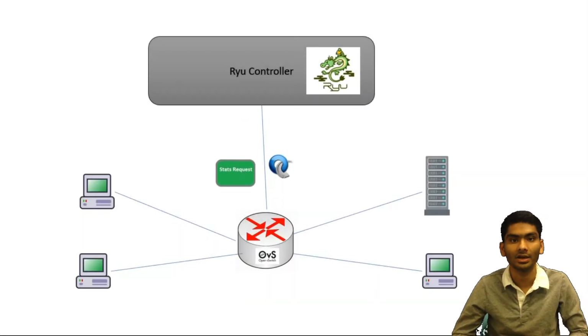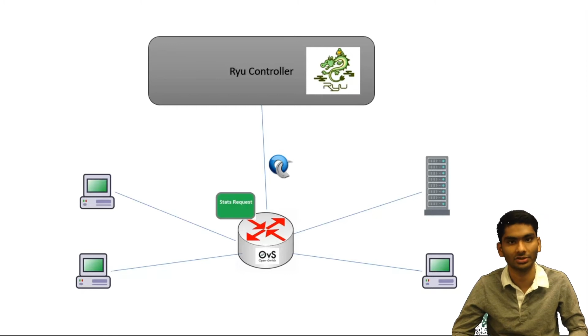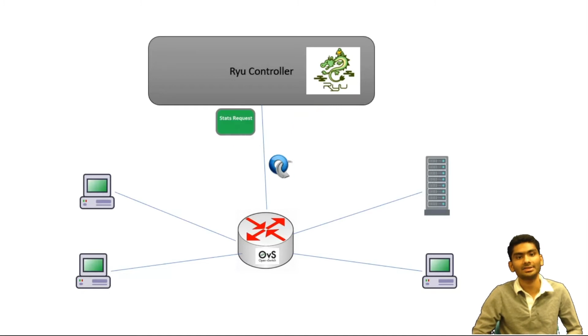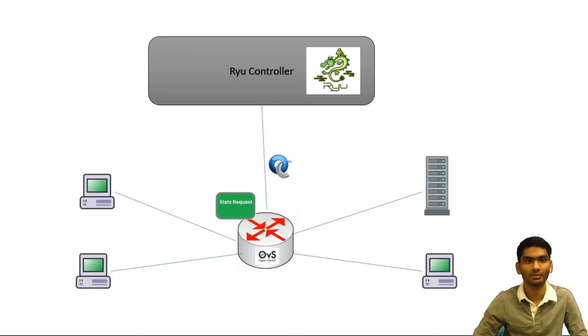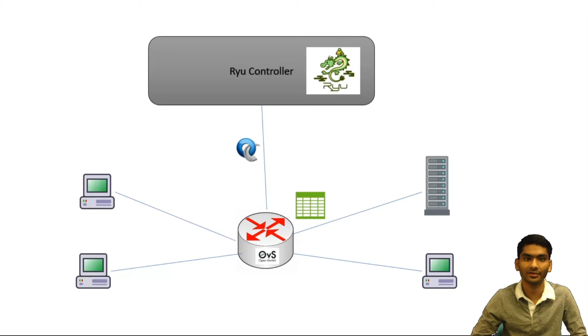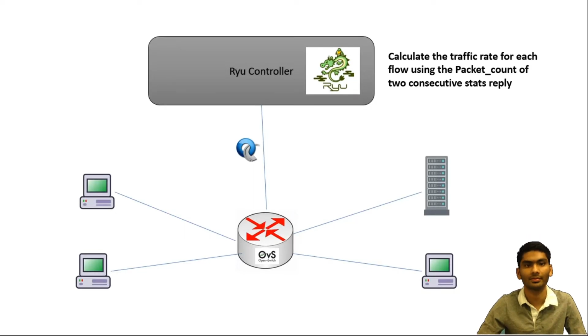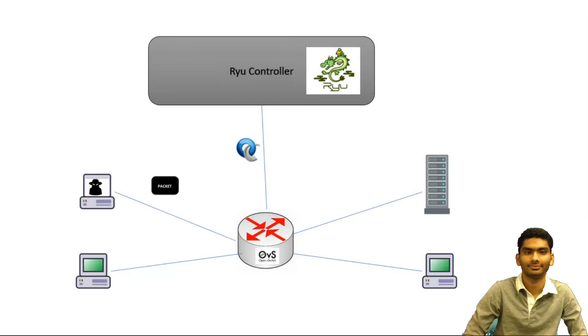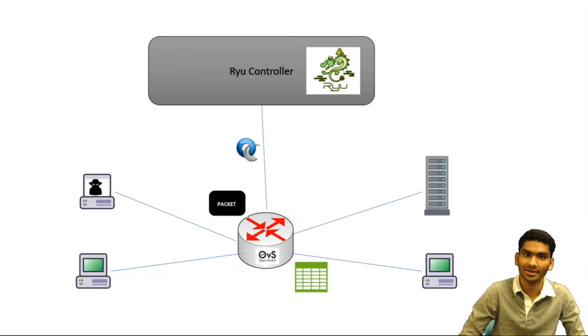In order to perform DDoS mitigation, we are accessing flow table statistics. Here, we are requesting flow statistics from the switch. Now, the switch sends the flow stats. From the flow stats, we will access the packet count data. After 3 seconds, we again request the flow statistics from the switch. Now, using the packet count data from the consecutive requests, we will find the traffic rate of a particular flow. If the traffic rate is greater than the desired rate, we will add a flow to drop the packets using that flow. When another packet comes from the attacker, it will get dropped.